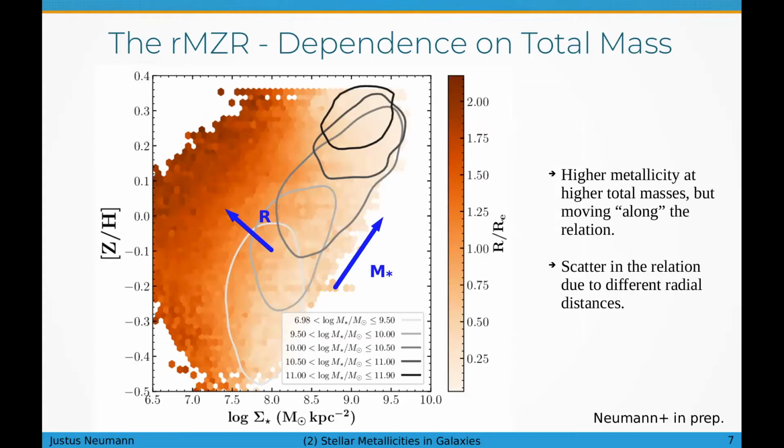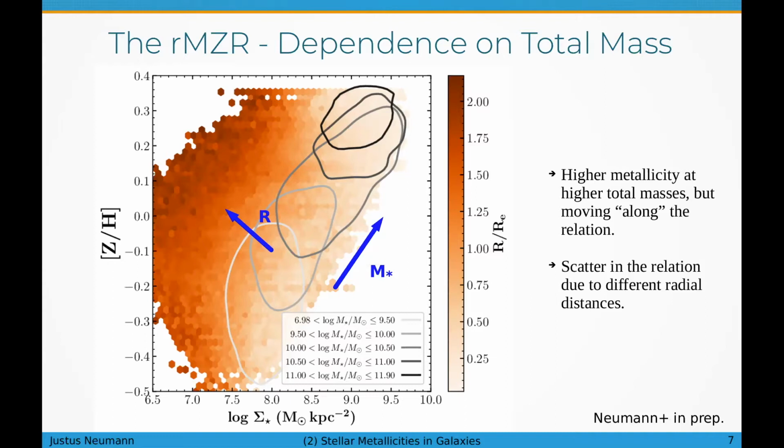And now I color code here the radial distance of each of the spatial bins to the galaxy center. In addition to this, I also want to look at how this relation looks for galaxies of different total stellar mass. So this is what the contours show.